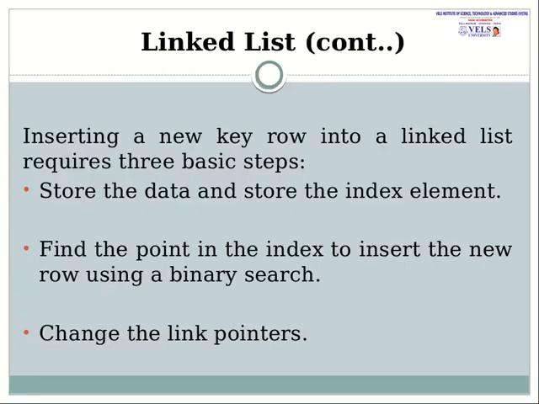Inserting a new key row into the linked list requires three basic steps. One is to store the data and store the index element. Then find the point in the index to insert the new row using binary search. Then change the link pointers. So if you want to insert in the middle of the list, with the help of the binary search key and the pointers you can easily insert the particular data anywhere, from the start to the end of the elements.